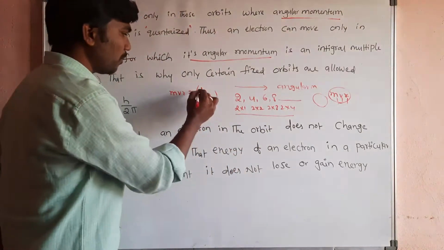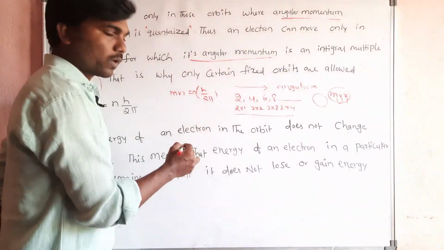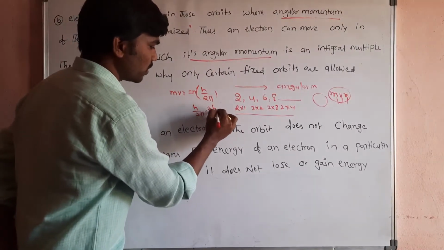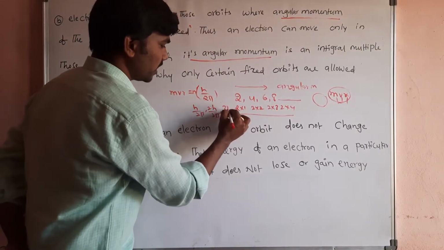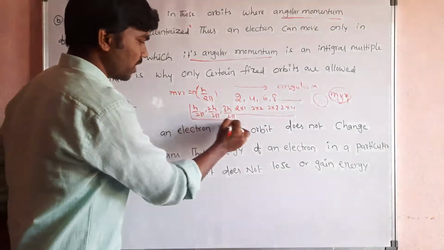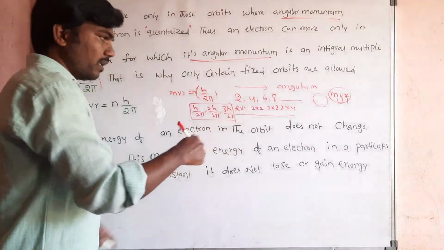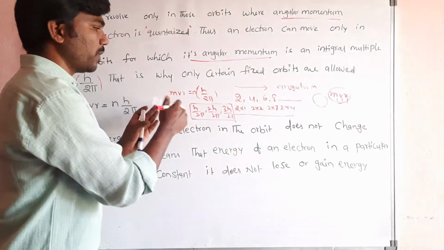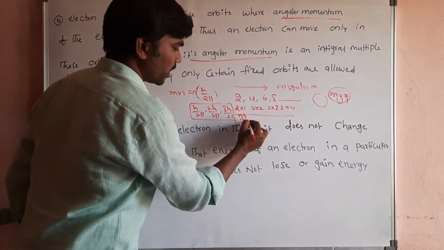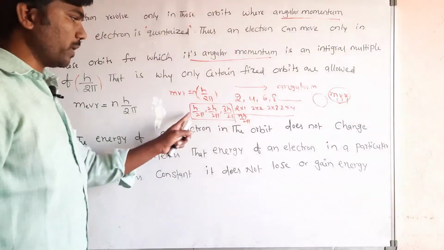So integral multiple of h by 2 pi means what we have to write? First orbit is h by 2 pi. Second orbit is 2h by 2 pi. Third orbit is 3h by 2 pi. Fourth orbit is 4h by 2 pi. This indicates an integral multiple. For n, an integral multiple of h by 2 pi means up to n orbits we are taking, then nh by 2 pi.